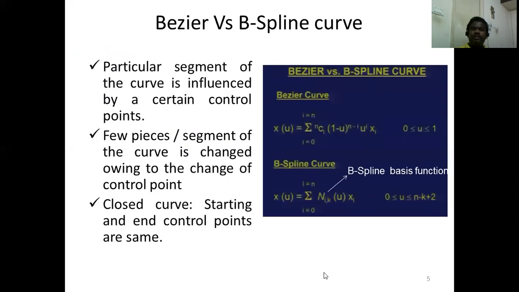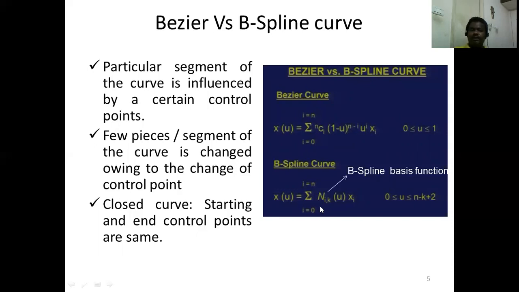So, Bezier versus B-spline curve. This expression we have studied in the previous lecture: N choose I, NCI, times (1 minus T) to the power N minus I, times T to the power I, times Xi. We use the notation T. In this slide they are using U. You can use T or U, whatever. Xi is the position of the control point.